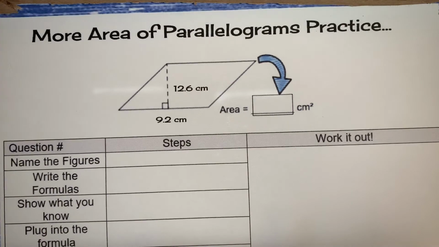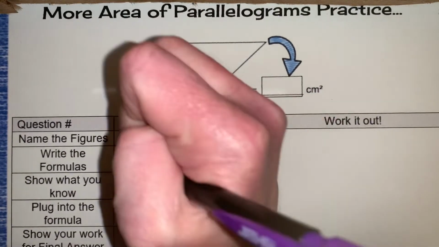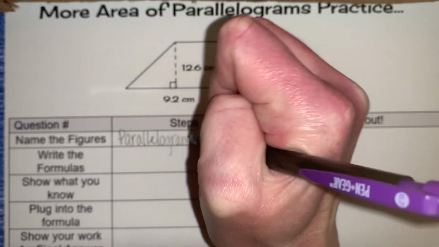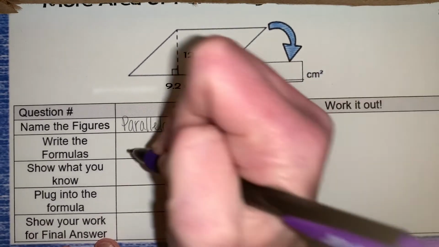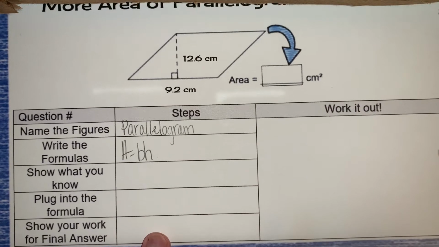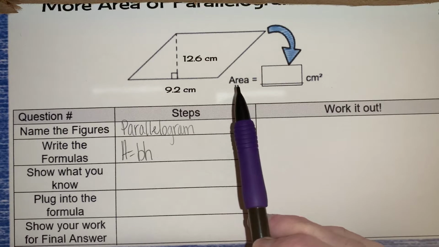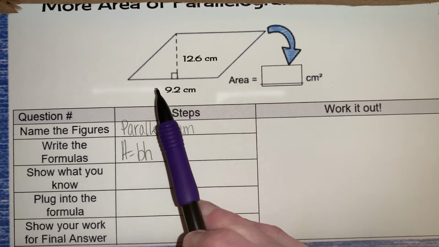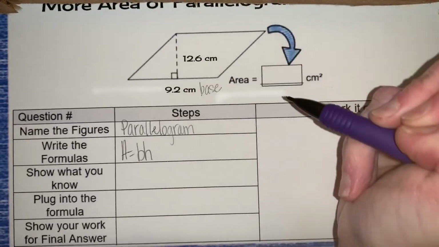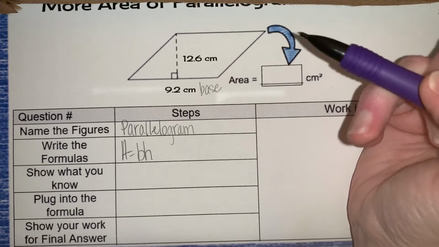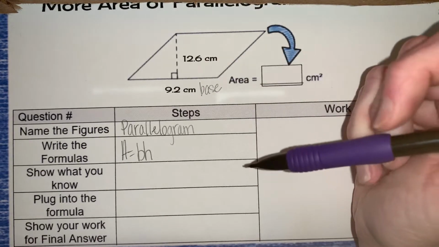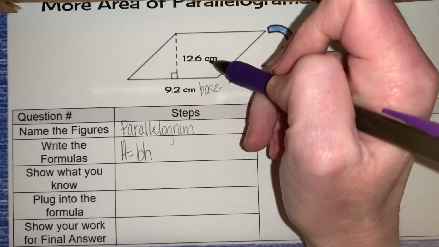And when you're filling in the chart, the name of the figure, parallelogram, the formula, area equals base times height. Okay, this time when we look at the figure, we see that 9.2 centimeters is on the bottom. So that would be the base. And 12.6 is next to this dotted line with the right angle symbol. A lot of times it'll have the right angle symbol there so that you know that is the height.